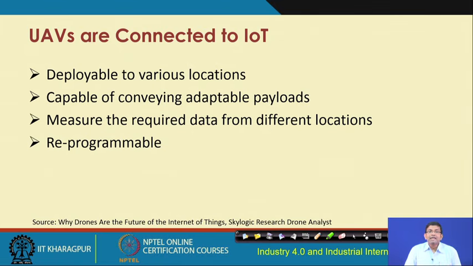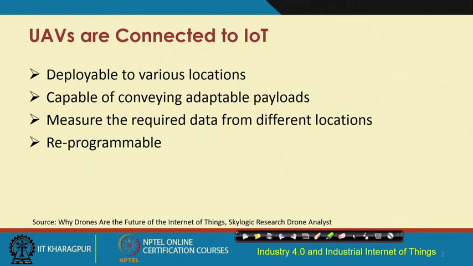UAVs can extend the networks, the terrestrial IoT networks, to the aerial IoT networks. So, UAVs can extend beyond the terrestrial domain and carry the information from the ground, that means from the terrestrial domain, to the aerial. So, connecting the terrestrial IoT networks to the aerial IoT networks and then sending back the signals from the aerial ones to the ground. All of these could be done with the help of UAVs.